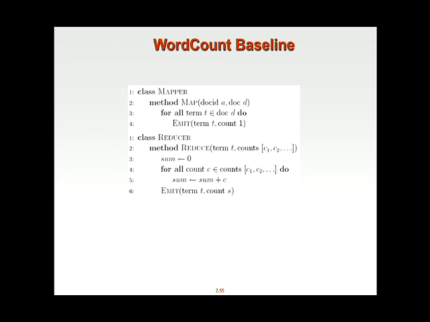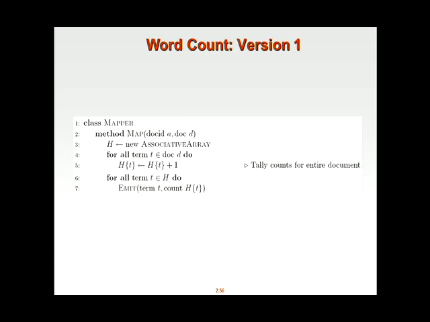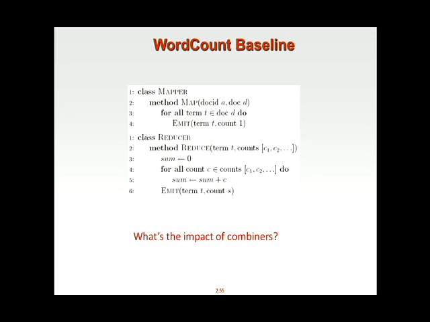So again, let's look at this word count example. This is a baseline, right? We have seen this before. So what's the impact of combiners? The combiner works on the mapper output, right? So the key value pairs for the same key will be merged, combined together. And now let's look at if we can use some more local aggregation mechanism to improve the performance.